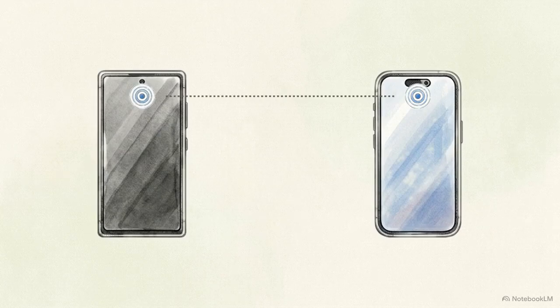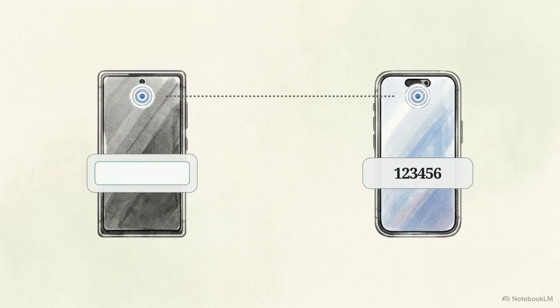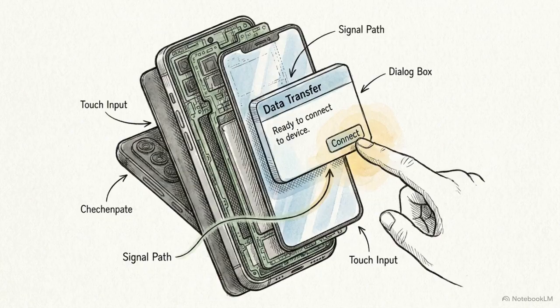To establish this link, the iPhone is now broadcasting its own temporary Wi-Fi network. A 6-digit code will appear on your iPhone. Enter this code into the Move to iOS app on your Android phone. When the Android device asks for permission to join the temporary network, tap Connect.